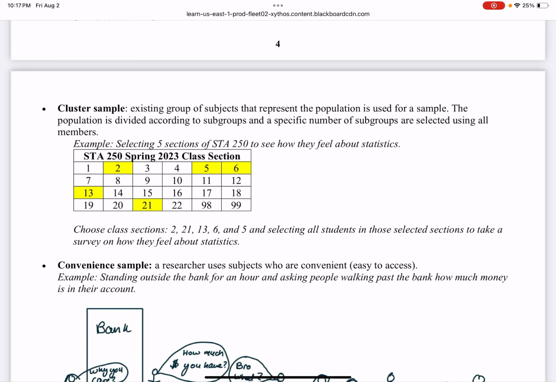So population is divided into groups, usually based on a location as well. We're choosing a certain number of groups at random, and then whoever is a part of those groups is now going to be a part of the study.